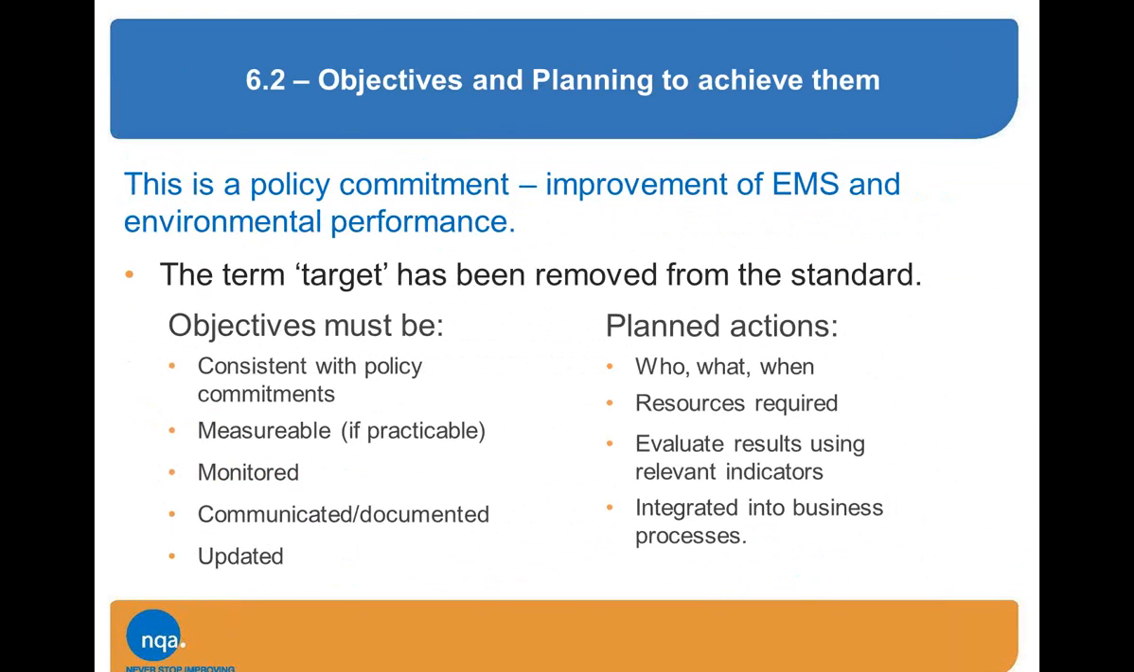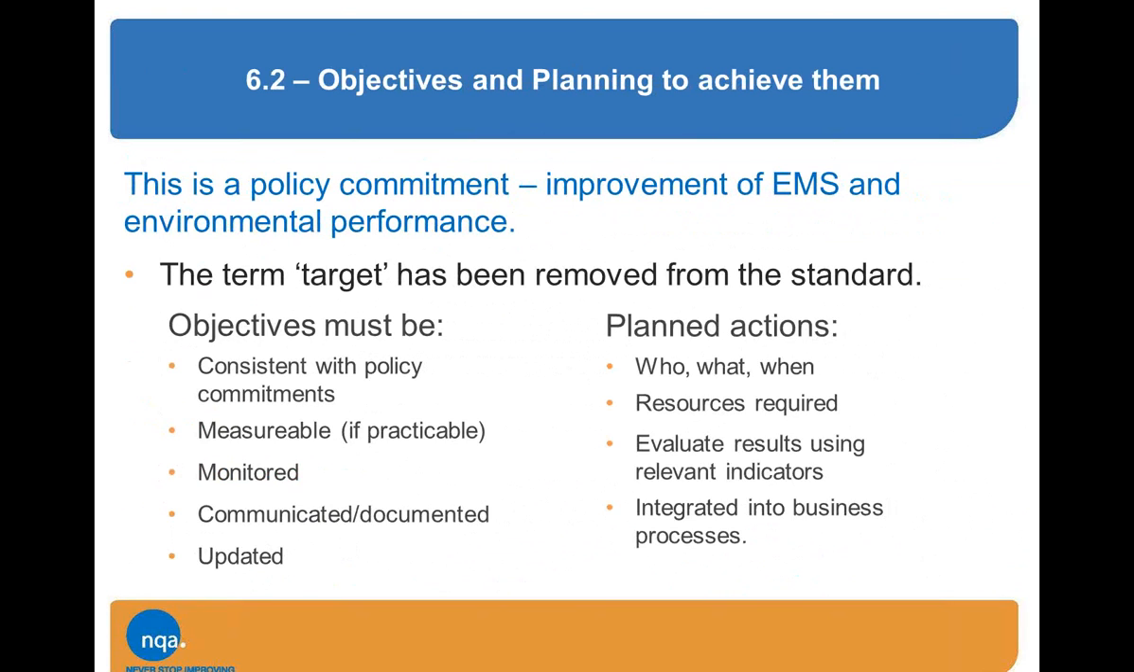So the next slide then is objectives and planning to achieve them. And this is a policy commitment. So we do have to improve the EMS, and we do have to improve our environmental performance. You'll notice the term target has been removed from the standard itself. It's now objectives and planning to achieve them. Still a target in my book, and if you want to call it a target by all means, but the standard itself doesn't use that terminology anymore. However, the objectives that you set have to be consistent with your policy commitments. So if you've made a commitment to reduce the energy that we use, then obviously you would need to have an objective to show you're going to achieve that and how you're going to achieve it.